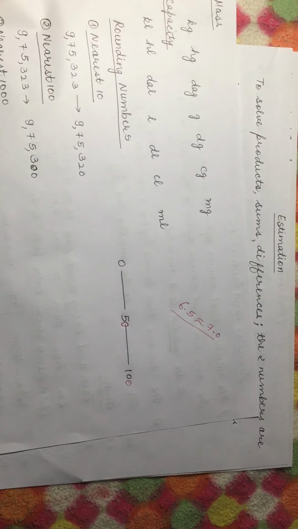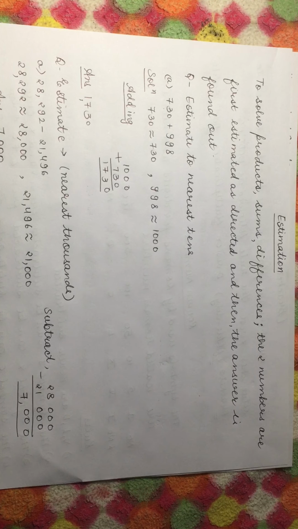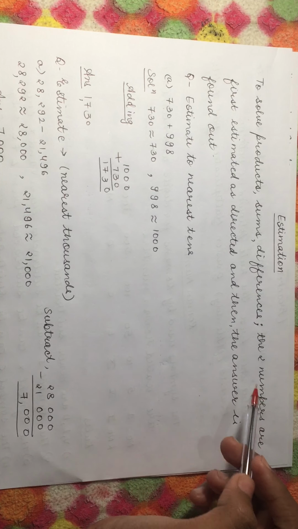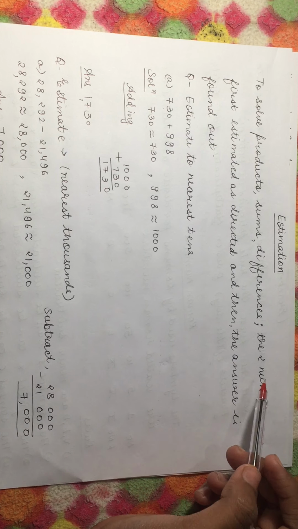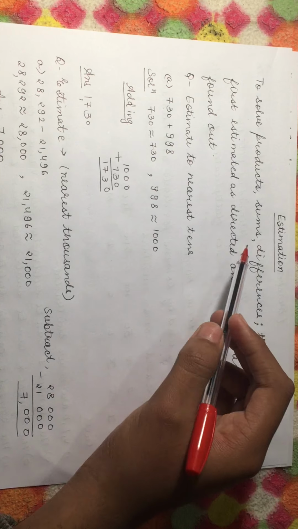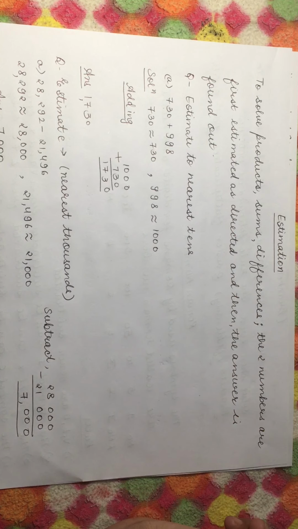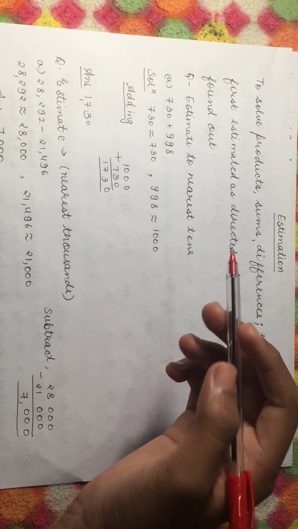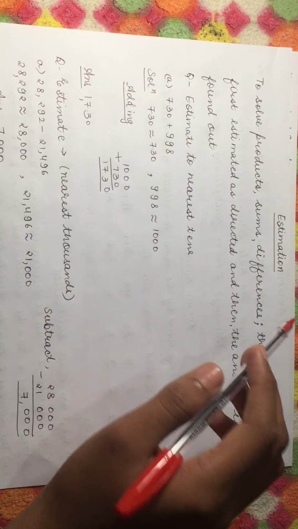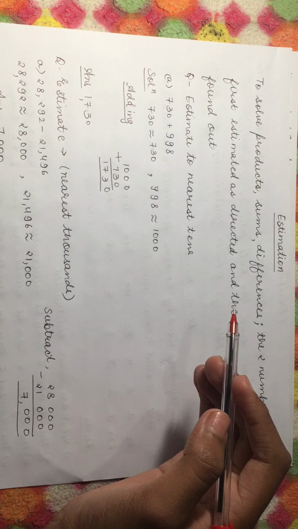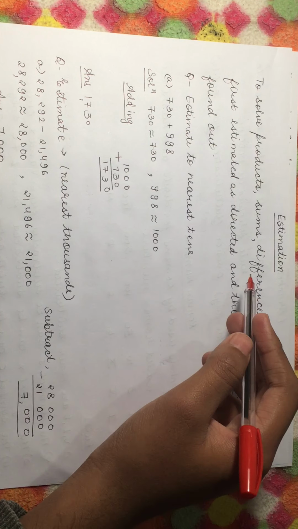Students, now let's see the next one, that is estimation. Now see students, to solve product, sum, and differences, the two numbers are first estimated. Estimated means anuman lagana as directed, and then the answer is found. Estimation means whenever the two numbers are in a product, sum or difference, the two numbers are estimated, and then only we can find the product, sum or difference.